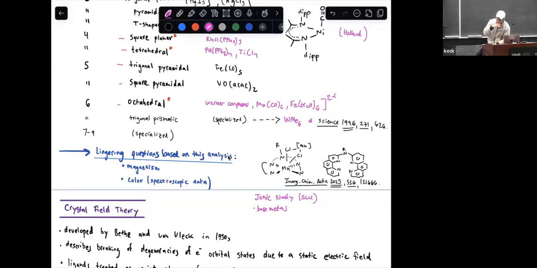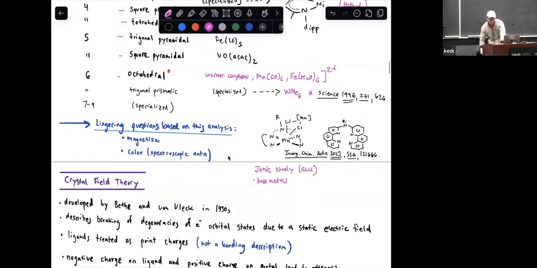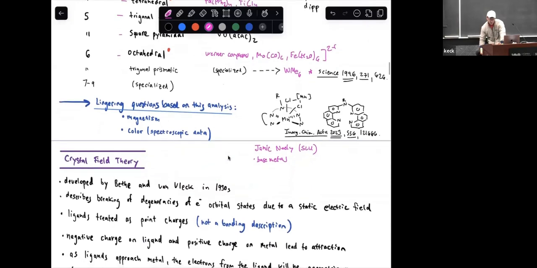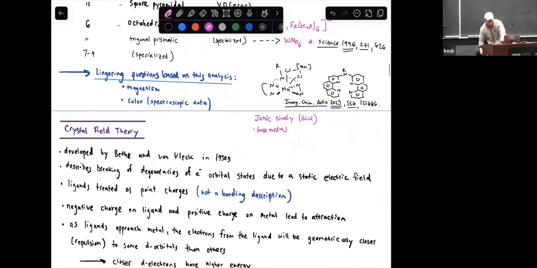But what this framework, the VSEPR framework, doesn't allow us to rationalize or predict are some of the hallmark features of coordination complexes such as color, magnetism, and electronic configuration. And so that's what we will build up from this point forward through crystal field theory and ligand field theory. So that's where we will pick things up on Thursday. Thanks, everybody.